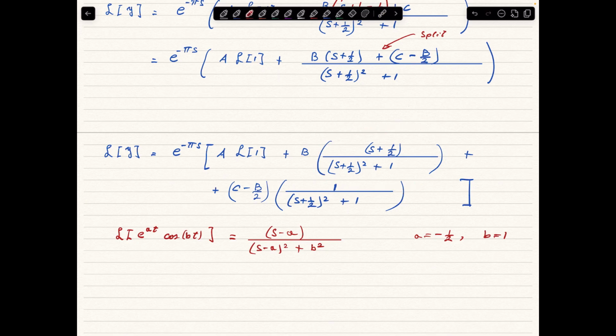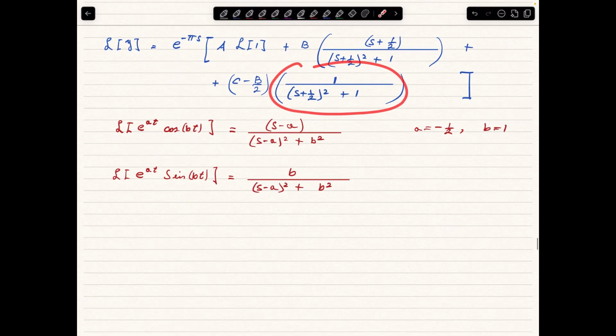And in the Laplace transform table we also have the Laplace transform of exponential at sine of bt. And this is b over (s minus a) squared plus b squared. And again, with the same a and b, we get that.